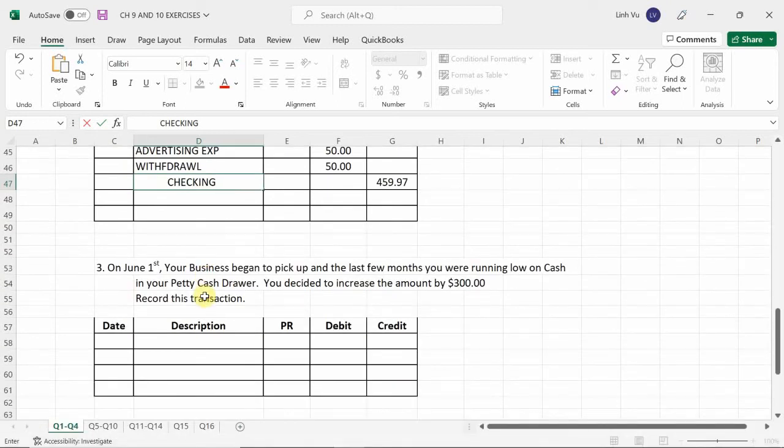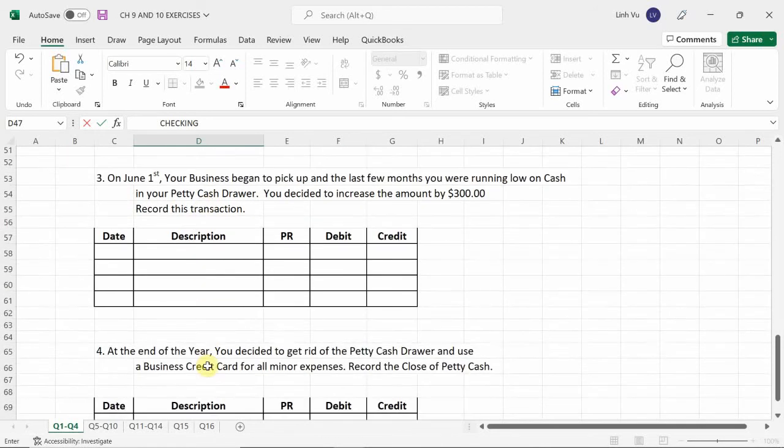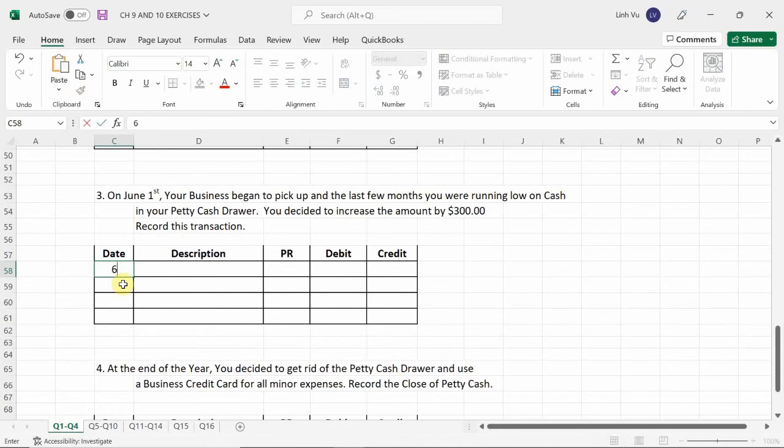Question number 3. On June 1st, your business begins to pick up, and the last few months you were running low on cash in your petty cash fund. So now you decided to increase the amount by $300. Record this transaction. So how do I increase my petty cash fund? Are you going to put establish petty cash? You're not establishing a petty cash fund right now. You already have one. Okay. So you're going to put increase petty cash. That will be your description.